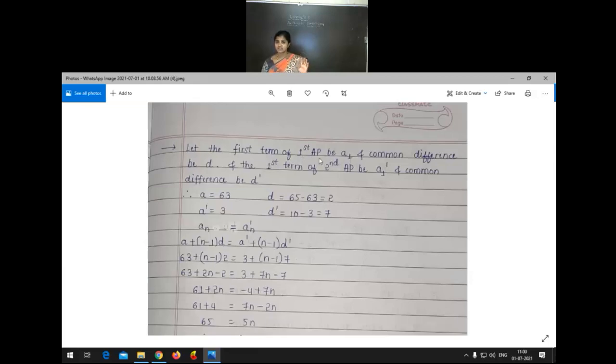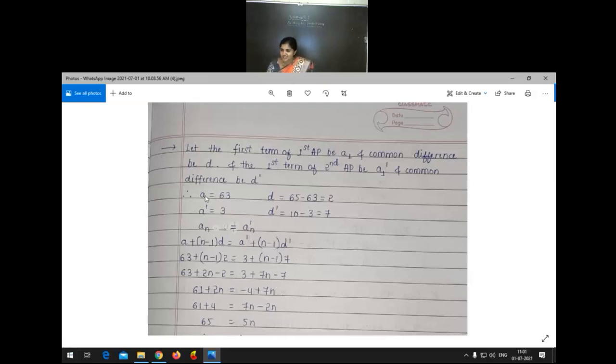The common difference of the first AP we are fixing as D. For the second AP, the first term we are taking as A1 dash, and the common difference we are fixing as D dash. Got the idea now? Yes, now here we are listing the first terms.